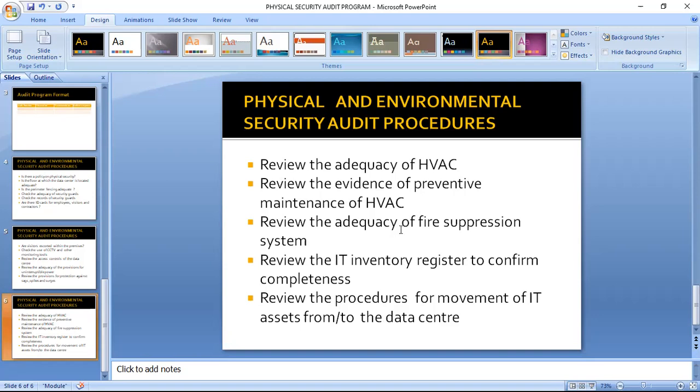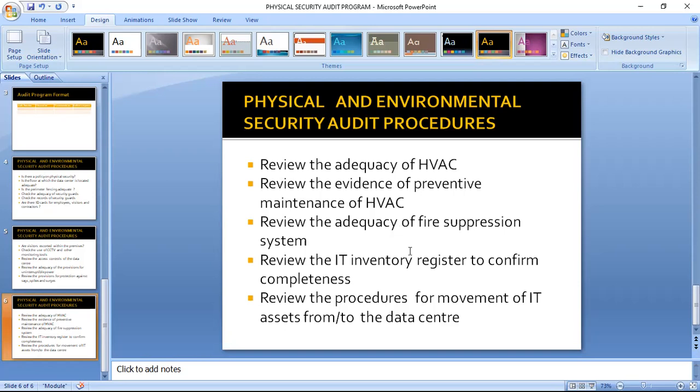Review the adequacy of the fire suppression system. That is also very important. Are they using FM200? Do they have fire extinguishers? Can they use the fire extinguishers? Are the fire extinguishers maintained? All those considerations are what the auditors will check for.